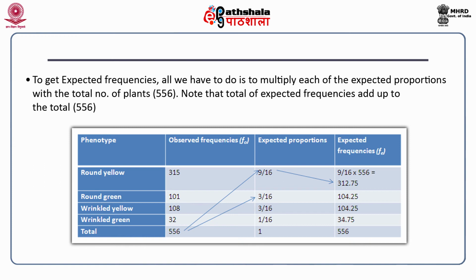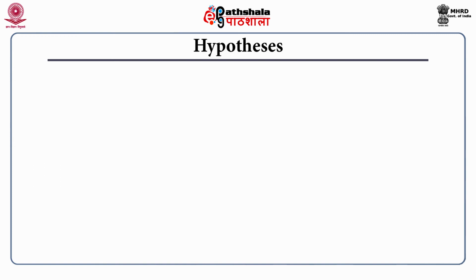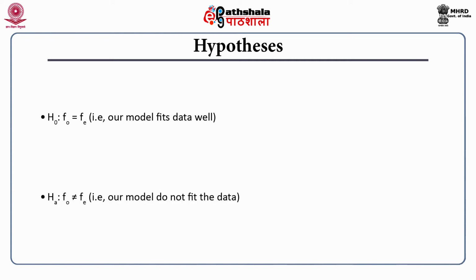The total remains the same. So the two hypotheses that we are going to test in this goodness of fit are that the observed frequency is the same as the expected frequency. That means that our data fits the model well. That is our null hypothesis. In our alternate hypothesis, observed frequencies do not fit our model. So observed frequencies are not equal to the expected frequencies. These two are our null hypothesis and alternate hypothesis.